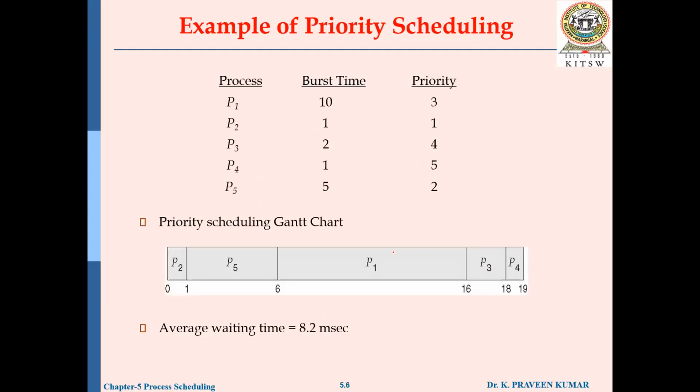So let us solve one problem in the priority scheduling algorithm and try to find out the average waiting time. There are several processes given, process 1, 2, 3, 4, 5, and the corresponding burst time and priority are given. We will execute the same problem step by step and find out the average waiting time, and let us compare whether our calculation and this slide are the same or not.